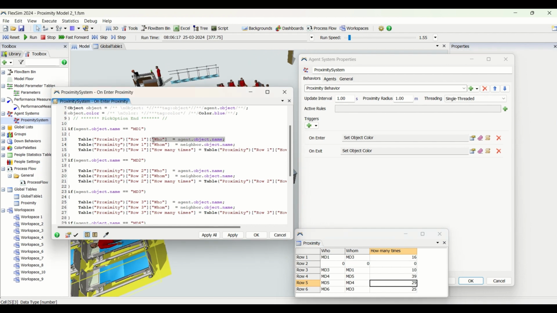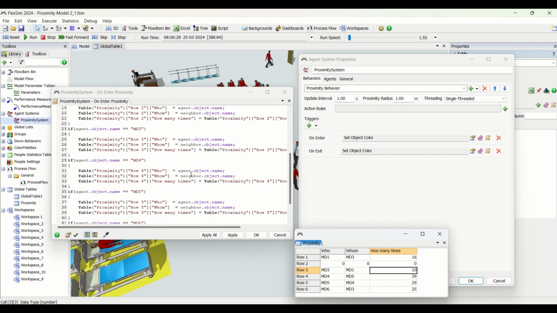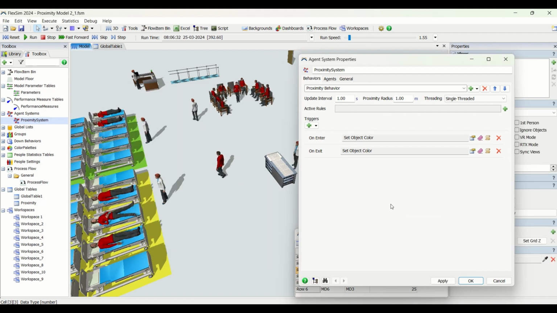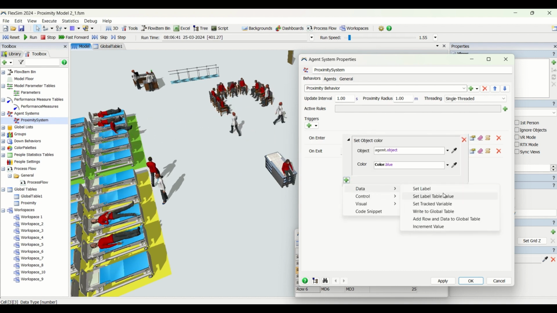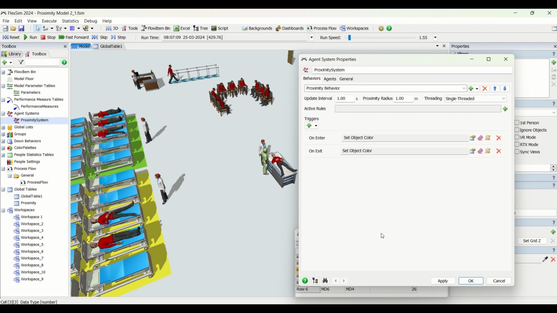So this is who should be in the whom column, I have written it here, and then how many times it interacted has to be entered. So this is a custom code which I have entered into this on entry trigger. You can enter a number of different codes into on entry, like you can set the labels for the health staff when they come in proximity. You can activate their behaviors, send a message, close and open the ports. Okay, then in the visuals you can change the color, start animations, stop animations, rotate, and there are a lot of stuff which you can do.